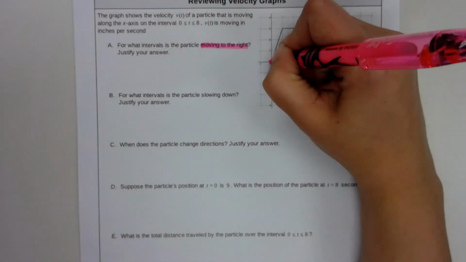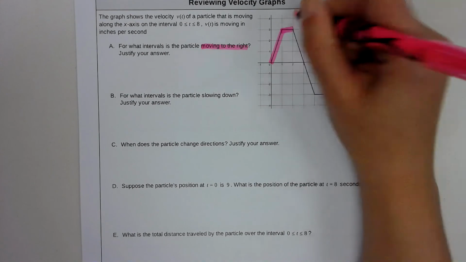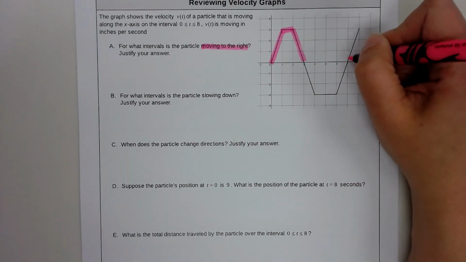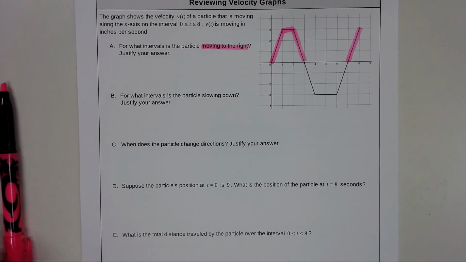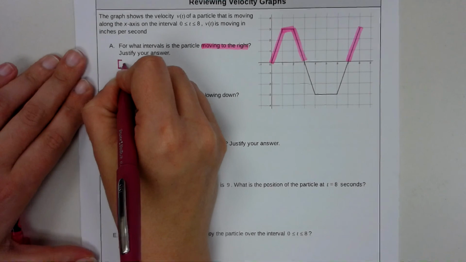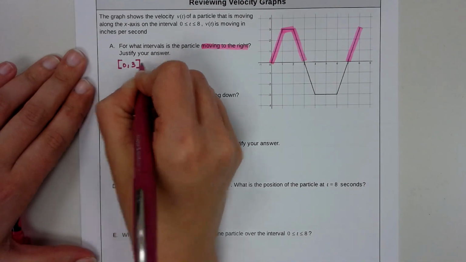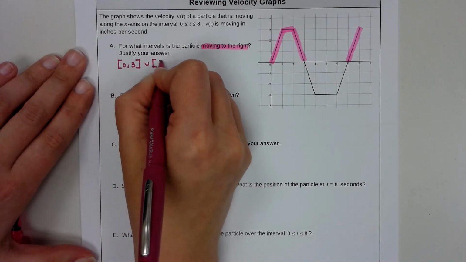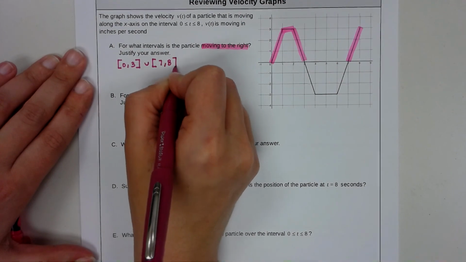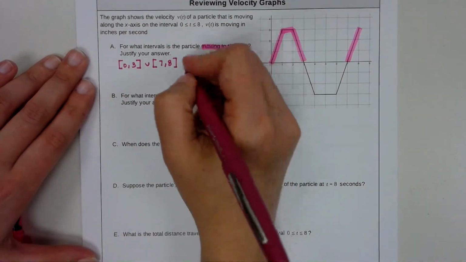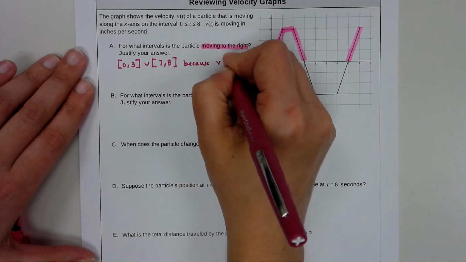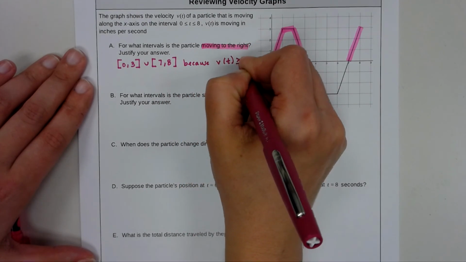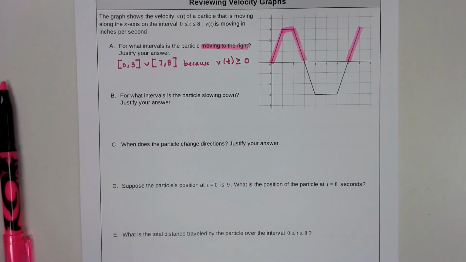On this graph, that would be the sections of the graph that are above the x-axis, because those would be the places where my velocity values are positive. So I would say that my intervals are from 0 to 3 and from 7 to 8. And to justify my answer, I would say because the velocity is greater than or equal to 0.